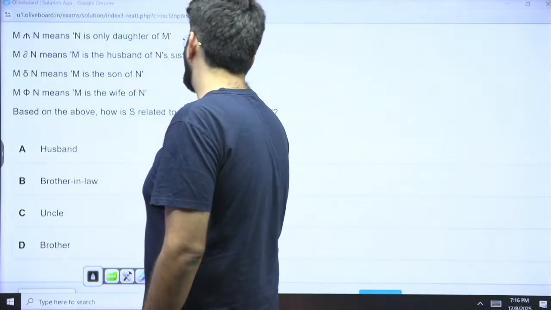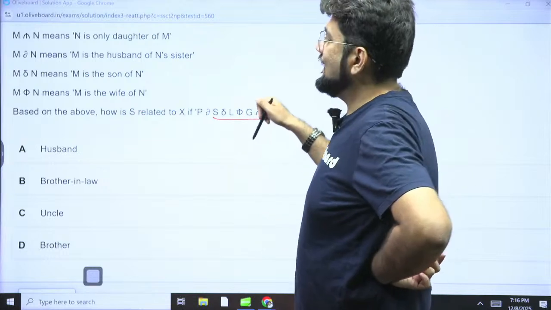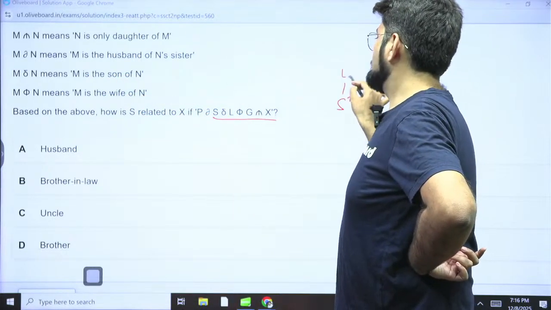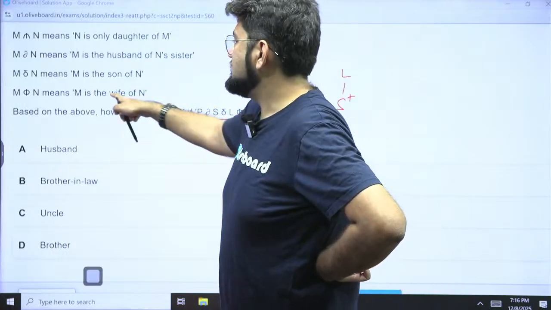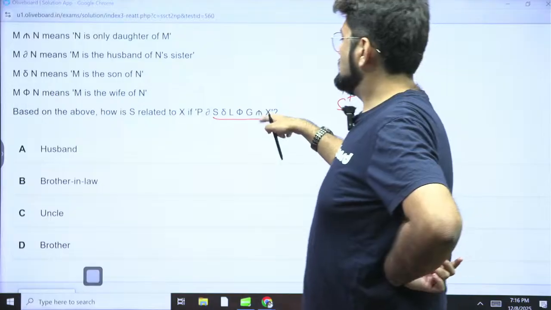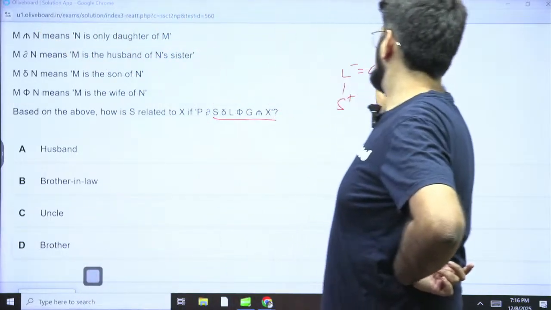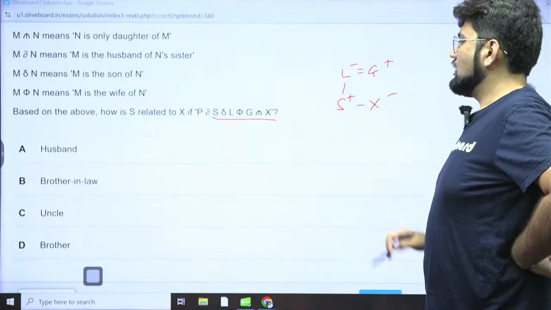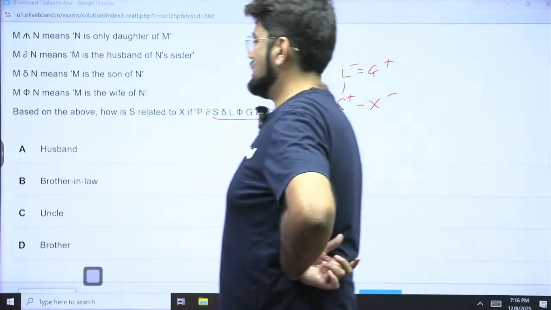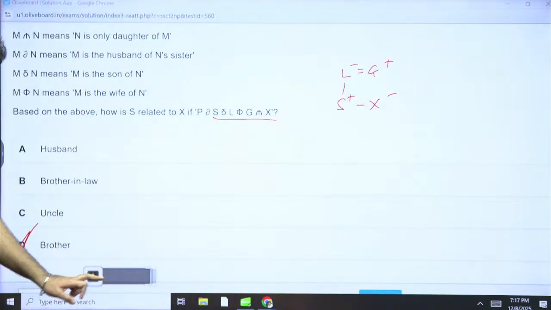Based on above, how is S related to X? S delta L means S is the son of L. L phi G means L is the wife of G. X is the only daughter of G. How is S related to X? S is the brother of X. S is the brother of X. Very easy question. Right?